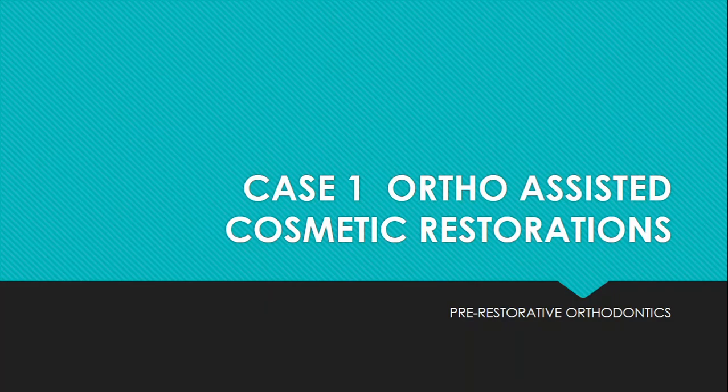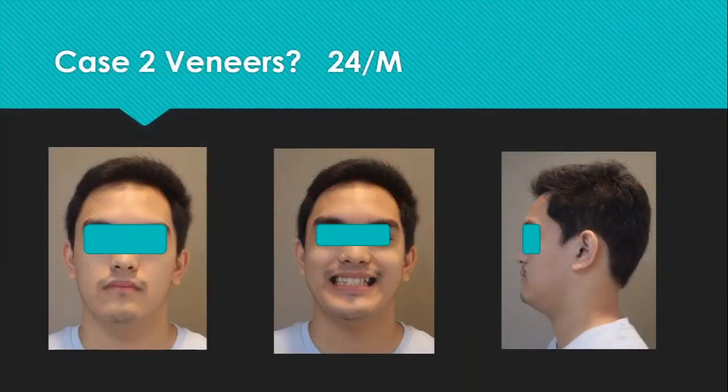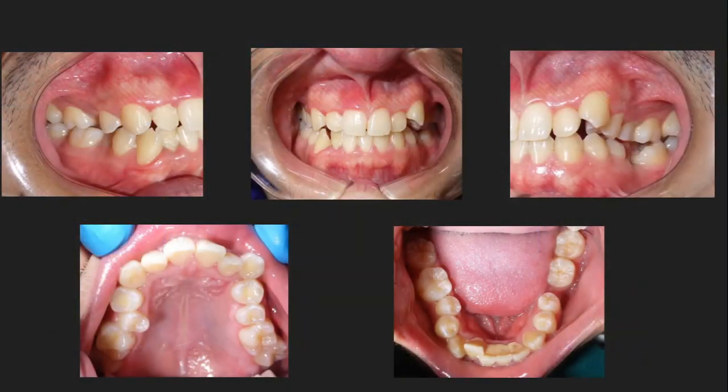Okay, here's one case I'd like to share with you. This patient is 24 years old. He was applying for a job as a flight attendant, but he was rejected simply because he had poorly aligned front teeth. So he wanted to have veneers. Okay, let's take a look at his teeth.